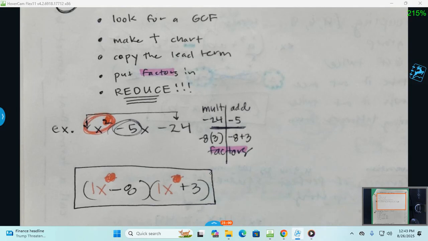Now, if you wanted to check that, you could FOIL it out: first, outer, inner, last.